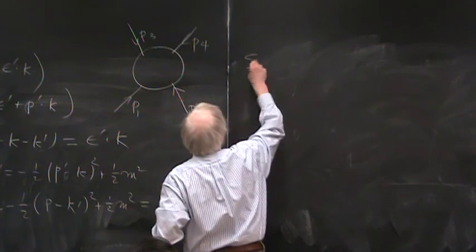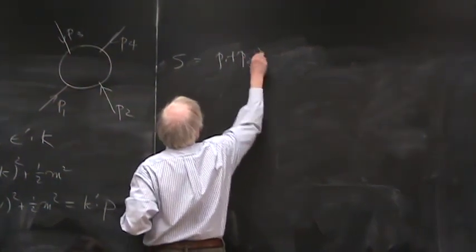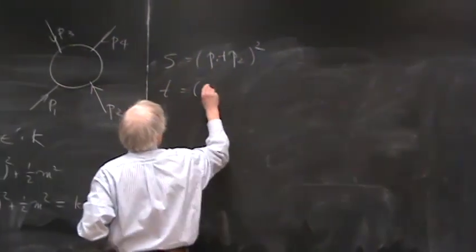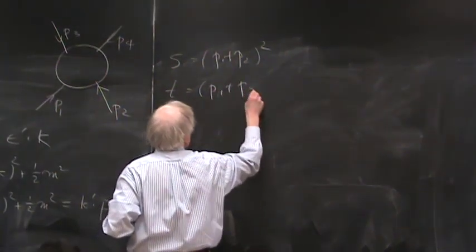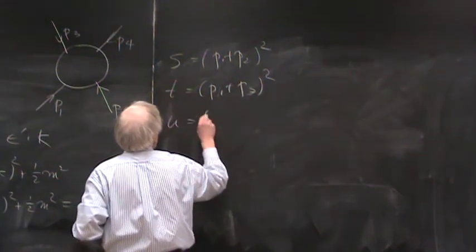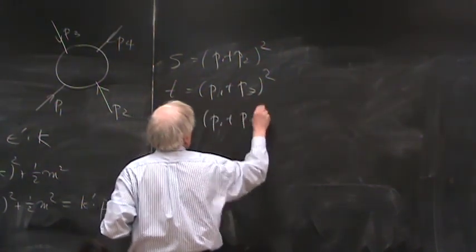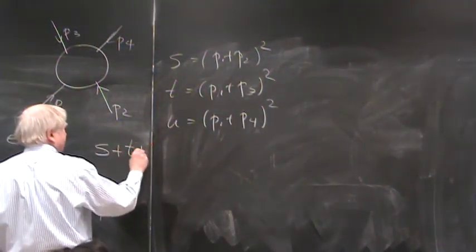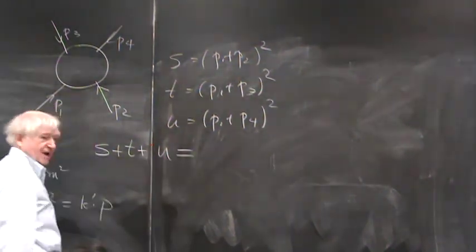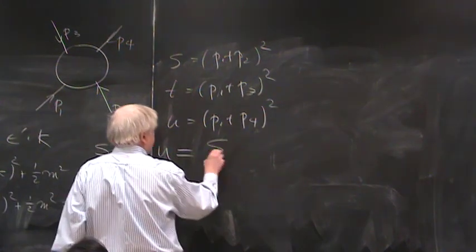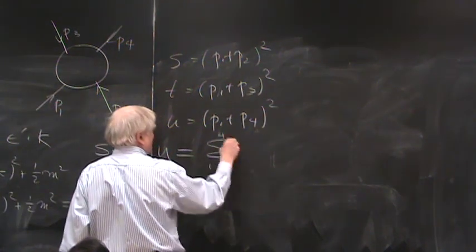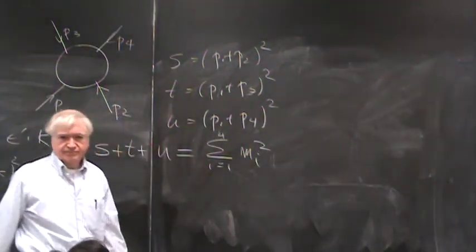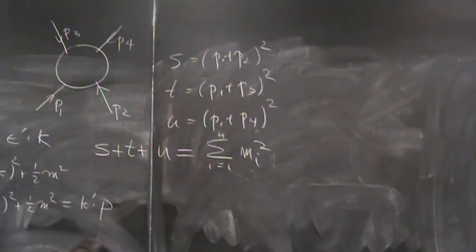In any event, s is (p1 plus p2) squared. t is (p1 plus p3) squared. And u is (p1 plus p4) squared. So he introduced these three variables, Mandelstam did. And the remarkable thing is that s plus t plus u is equal to the sum, i equals 1 to 4, of m sub i squared. It's in the discussion that precedes Compton scattering.